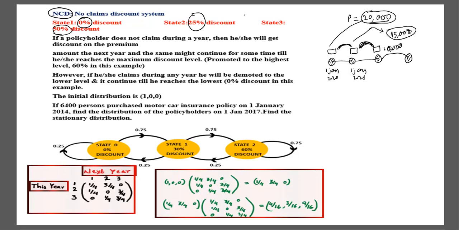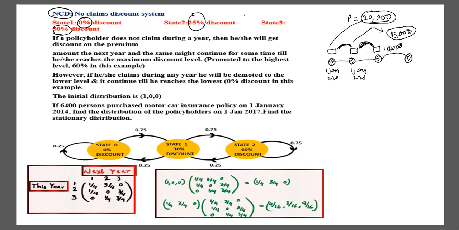So this is capped at 50%. However, if you think that you will not get any discount, you will make an accident, you claim, then obviously next time they will give a demotion. They will demote you to the next lower level. What will happen? They will bring you back to the next level. There are three levels here.